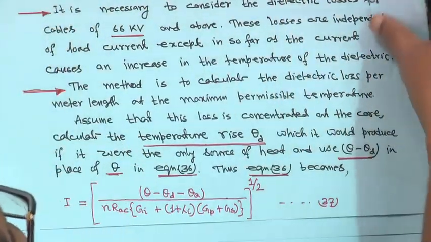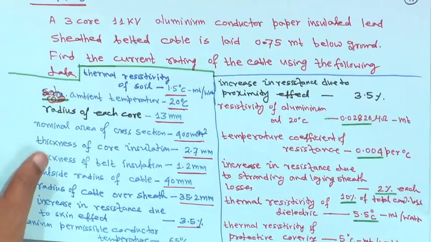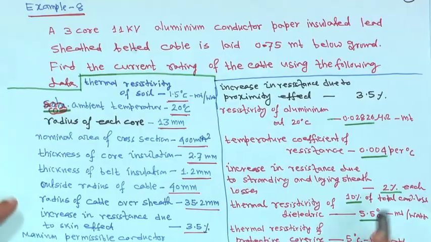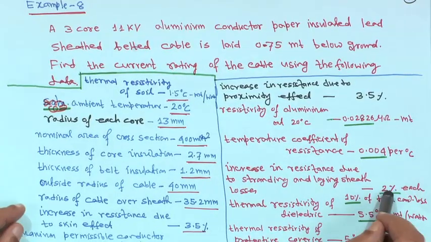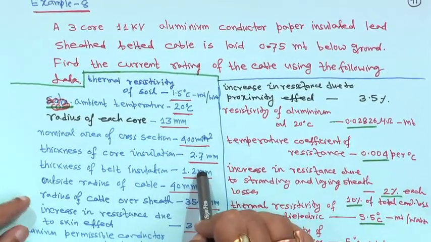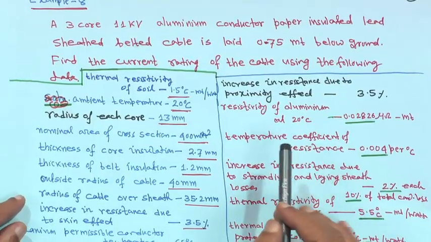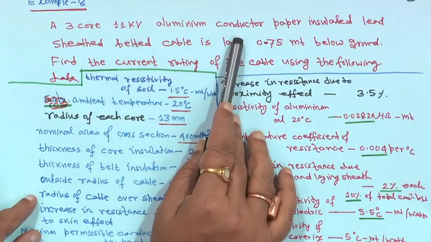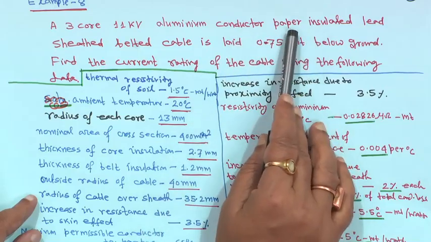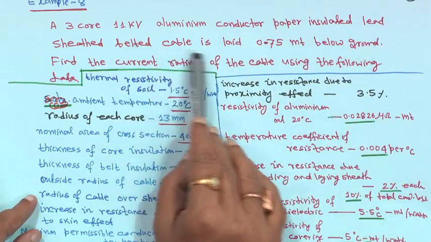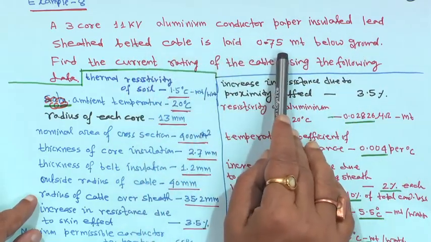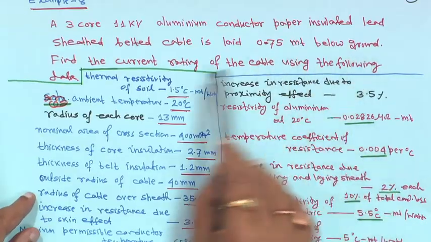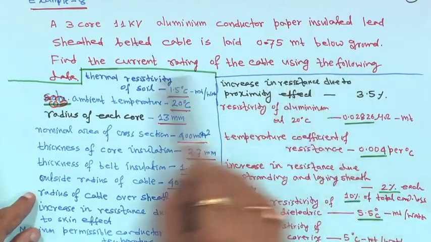Next, we will take an example. This example is too long, I have to explain all the data to you. Long means the data, look, all the data are given, then how things can be solved. Suppose a 3-core 11 kV aluminum conductor paper insulated lead sheath belted cable is laid 0.75 meter below ground. Find the current rating of the cable using the following data.